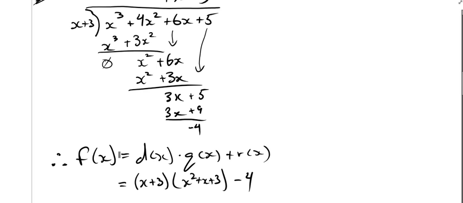Did you hear that? Very, very important. If you were to expand this, we all know how to expand this. Multiply this by this, and then subtract the 4. You should get back that. If you don't, you've made a mistake. So there's a check. An easy check that what you've done is correct.